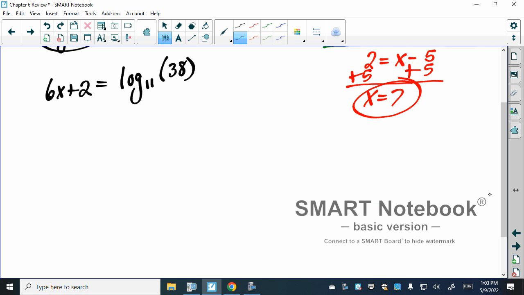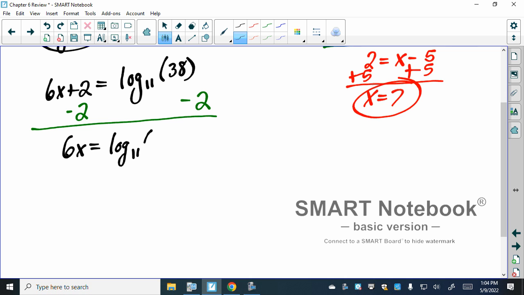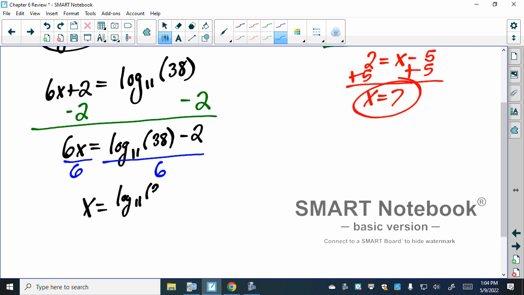Now at this point, we need to solve for the value of x. So the first thing we can do is subtract 2 from both sides, telling us that 6x equals log base 11 of 38 minus 2. And last but not least, we would divide both sides by 6, telling us x is equal to log base 11 of 38 minus 2, divided by 6.